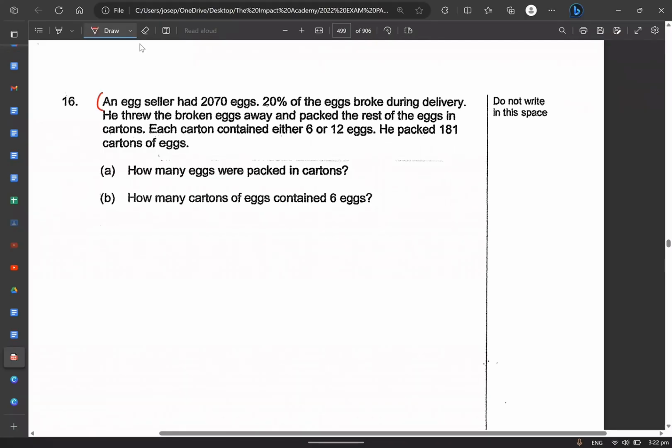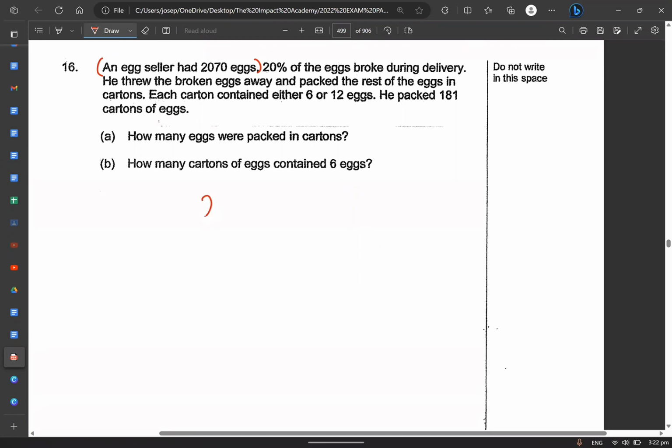Everyone, today we are looking at a question like this. As you can see over here, it says that an egg seller had 2070 eggs. So what we want to do first is, of course, write down that 2070 is the total. Now, sentence number two says 20% of the eggs broke. So we know broke is 20%.